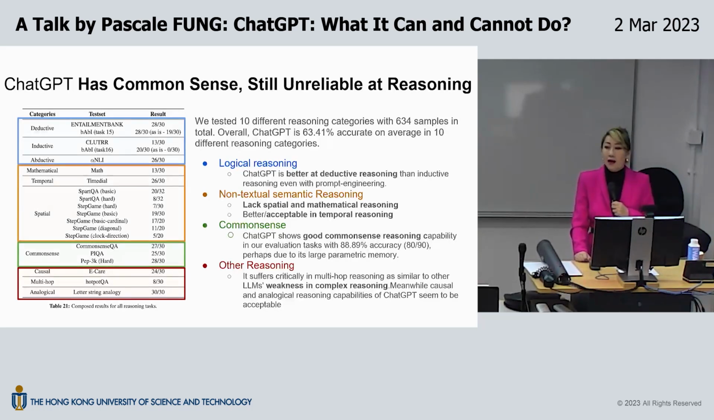And we conjecture, we postulate that its ability for common sense reasoning came from its large parametric memory. All right? And in other reasoning, we have seen that it performs poorly in multi-hop reasoning. Multi-hop means it needs to go through several steps to arrive at the answer. Causal and logical, we find that it is also weak in this kind of complex reasoning, just like other large language models.